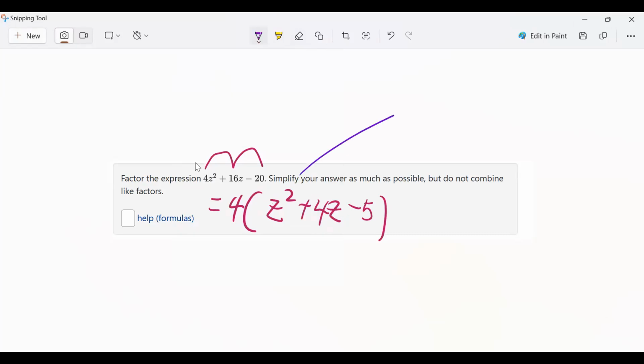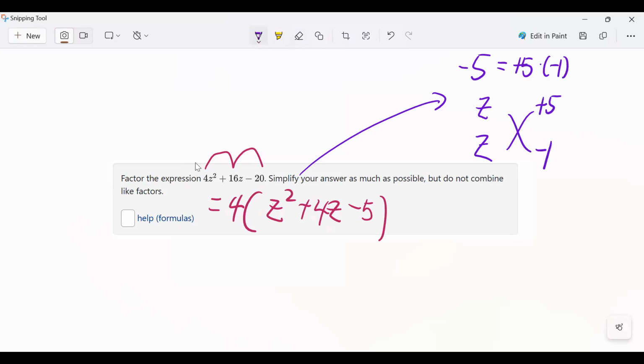So break down the c square, right? It'll be c times c. And then break down the negative 5. Negative 5 could break down as positive 5 times negative 1. So positive 5 here, minus 1 here. You multiply them, you get negative 5. You add them, you get positive 4. So here, cross multiplying, you get plus 5c minus 1c. Then you get positive 4c.